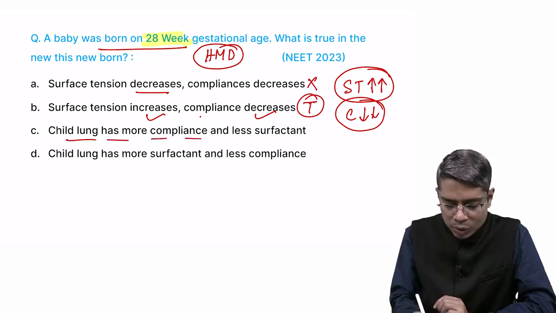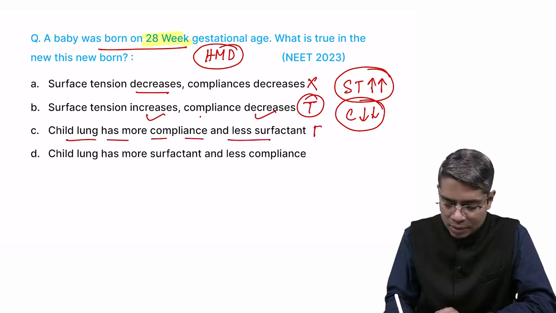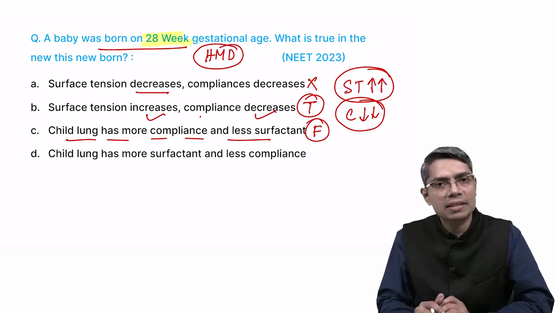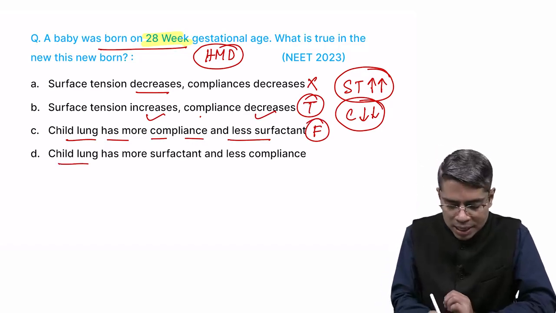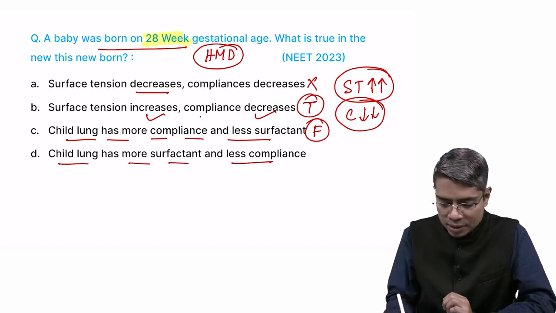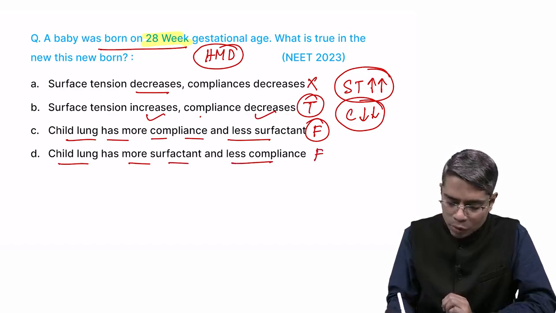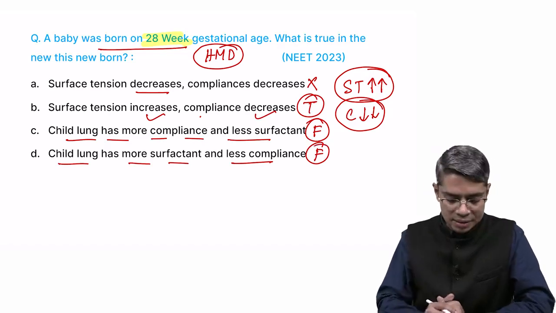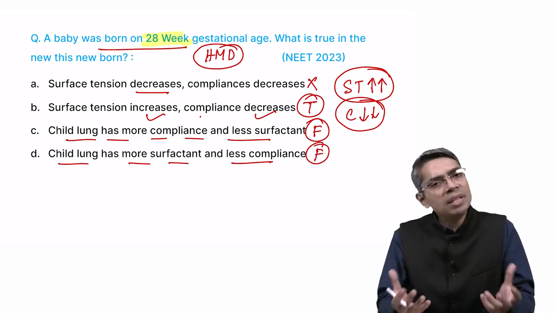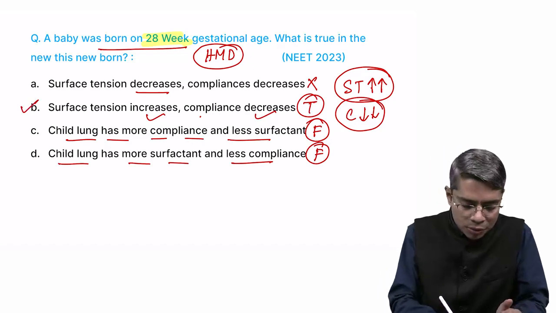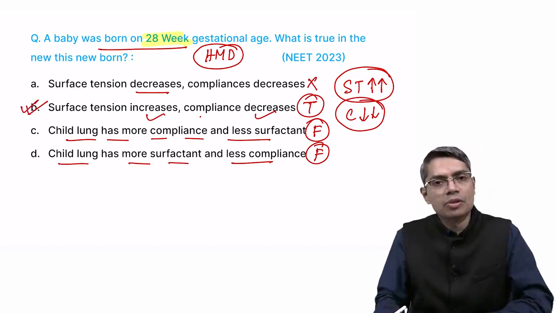So this is a true statement. Child lung has more compliance and less surfactant. This is a false statement. I told you the child lung has less compliance than the adult lung. Child lung has more surfactant and less compliance. This is also false. Okay, more surfactant is not there, less surfactant is there. Lesser volume lung means lesser surfactant will be there. So the only true statement here is B. That is going to be my answer.